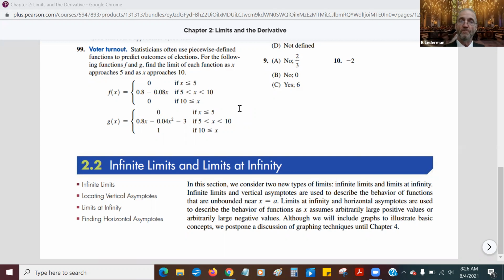So here we go. We're going to talk about two new types of limits, infinite limits and limits at infinity. They sound similar, but they're not the same thing. Infinite limits and vertical asymptotes are used to describe the behavior of functions that are unbounded near x equals a. Now I'm going to show you what that means.